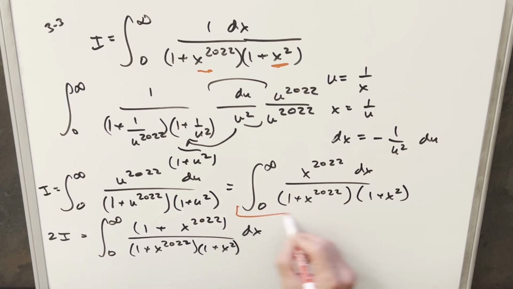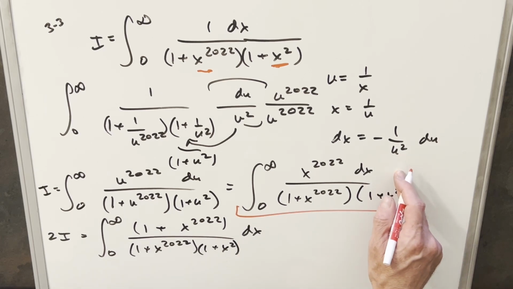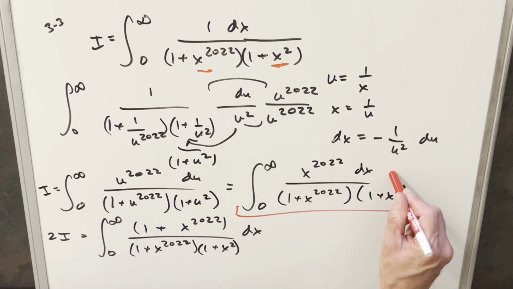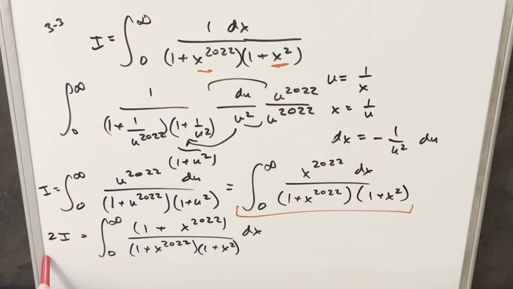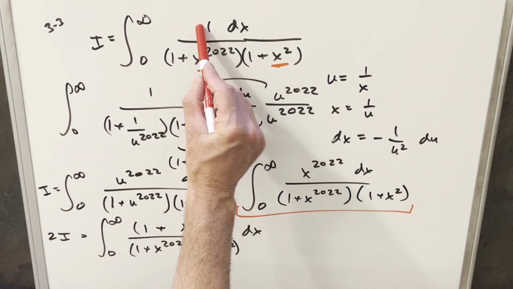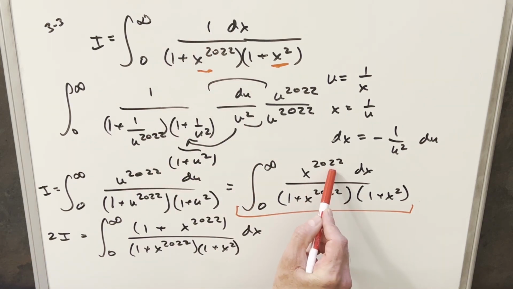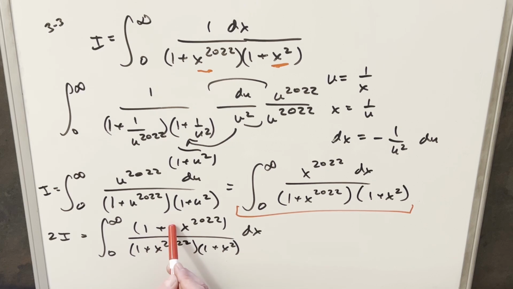Okay, I actually combined two steps right there. Here we changed the variable back to x. And then from here, we took this integral and added it to this integral. They're the same, so we end up with two copies of the integral, 2I. And notice we have a 1 in the numerator here, and we have an x to the 2022 here. So our numerator became 1 plus x to the 2022. But that is perfect because that's going to give me cancellation here.